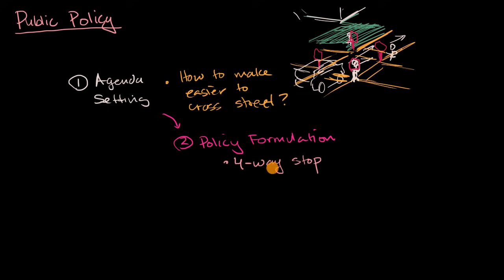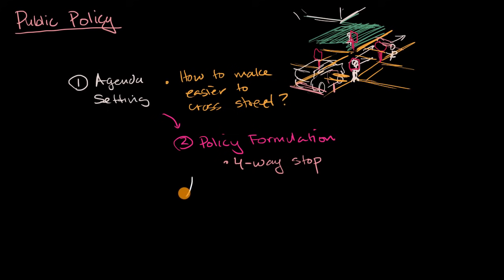Now, that's not the only solution that's possible. Maybe some type of speed bumps might be in order right over here and right over here. Maybe they implement some type of crossing guard, or maybe you put one of those flashing, blinking signs that tell people their speed limit so that they go slower. So there's many different ways to formulate ideas that will address this agenda, that will address these problems. But let's say that we do a study and we decide that a 4-way stop is the policy that we want to pursue.